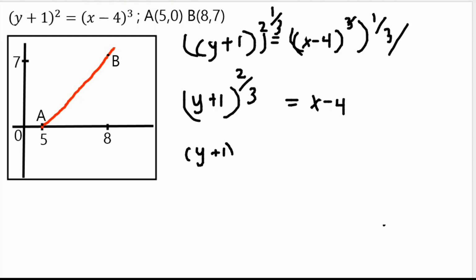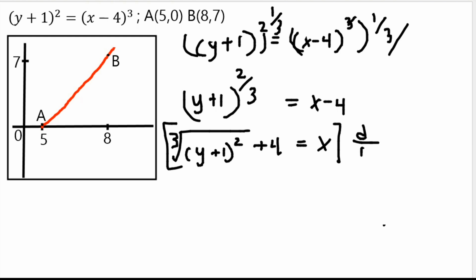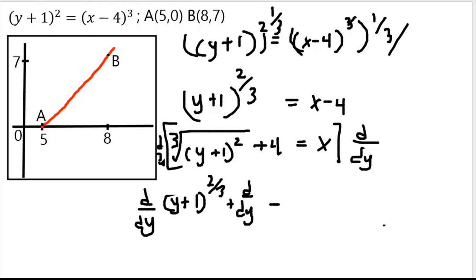So we're just going to put the -4 on the left side, so we can just write it like this: plus 4 is equal to x. Now, we can differentiate this, take the derivative of both sides with respect to y. So we will get this thing. We can just write it as 2 over 3 once again, and then we're going to take the derivative of it with respect to y. We're going to take the derivative of 4, and this is going to be dx/dy.